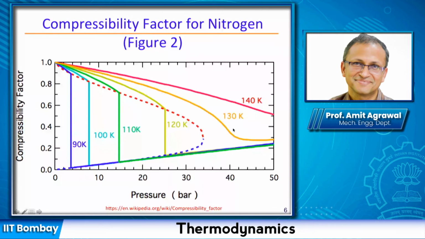Excuse me, sir. Yes, please. Sir, the vertical lines that we are seeing for 90 Kelvin, 100 Kelvin, we are maintaining the pressure as constant and also the temperature is constant. So how is the volume change happening? Because we have fixed the vertical lines at a single pressure and at a given temperature also.